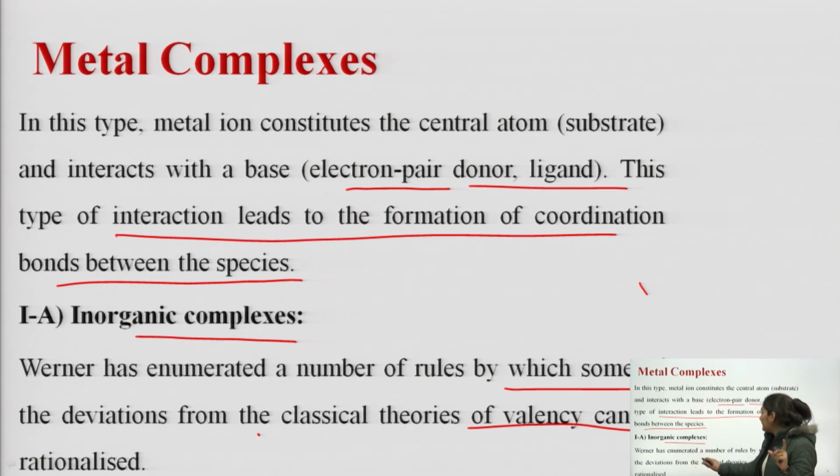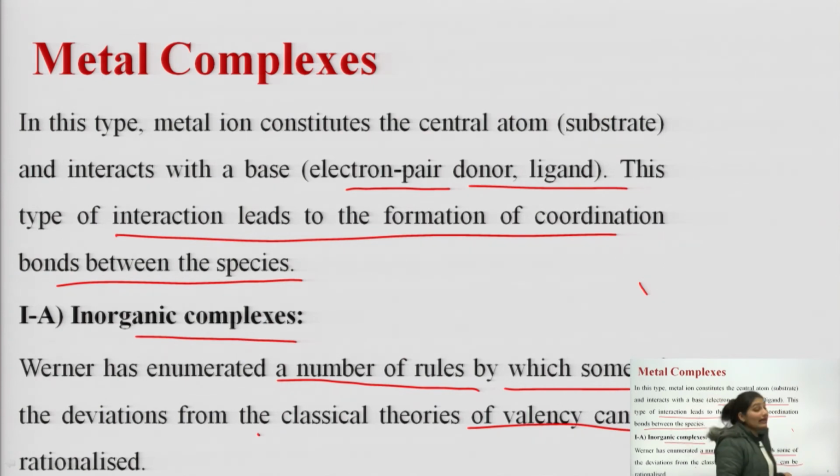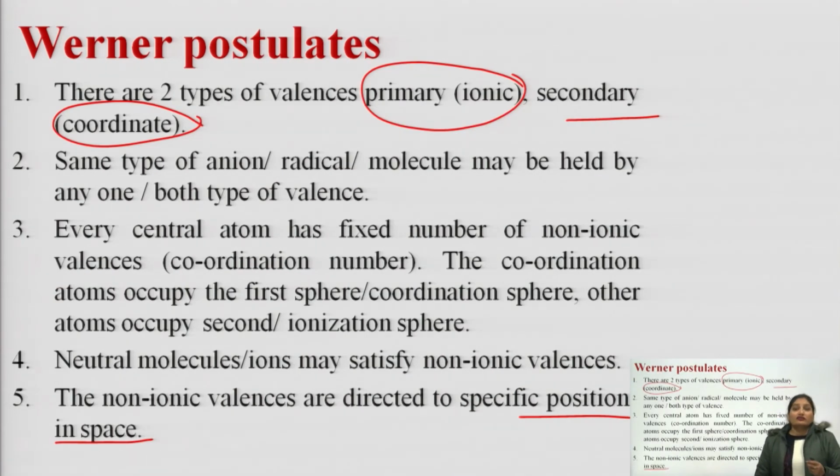This scientist Werner has proposed a number of rules by which some of the deviations from the classical theories of valencies can be rationalized. Okay. So, Werner has given 5 postulates, and what are these postulates? First, there are two types of valencies. What are these valencies? Ionic valency and secondary valency. Ionic valency is also known as the primary valency, and secondary valency is known as the coordinate.